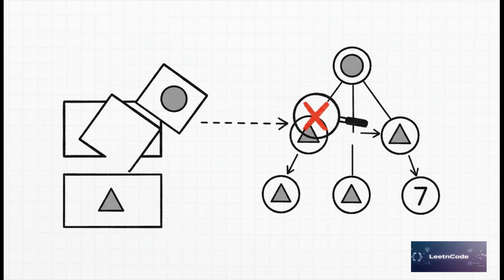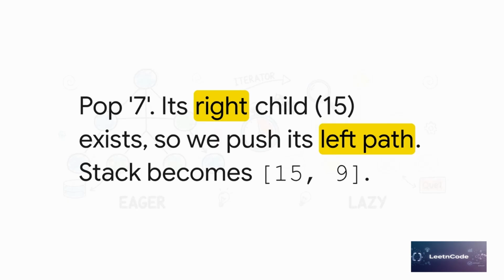But before we return it, we do one quick, crucial check. Does this node have a right child? In this case, nope. So we're done. We return the value, and now its parent is sitting at the top of the stack, just waiting for its turn. And here's the magic. This is the genius part.